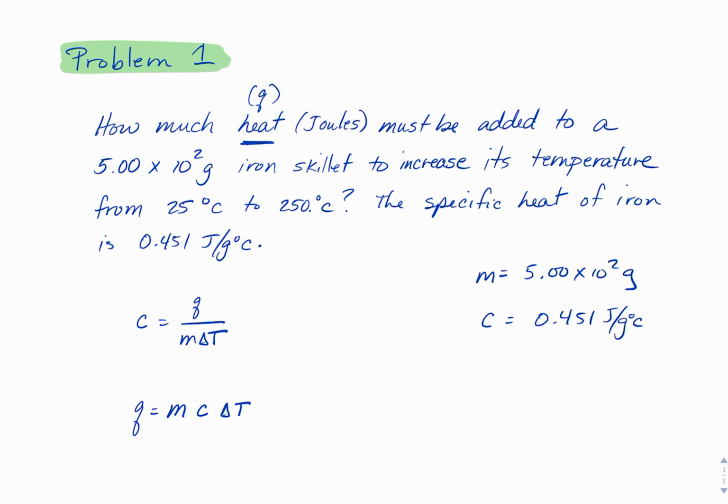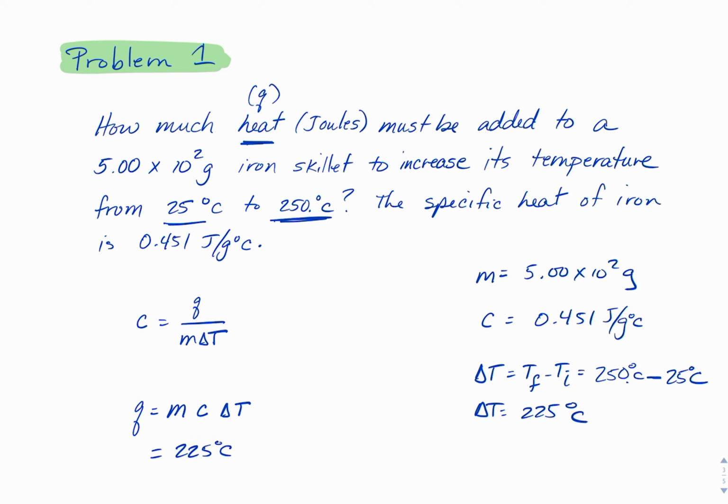And do we have delta T? Well, we have T final and T initial, so we have to solve for delta T. Our final value is 250 degrees C, and then our initial was 25 degrees C. So our delta T is actually 225 degrees C. So we do have all of the values that are needed to solve for Q. So we just plug everything in.